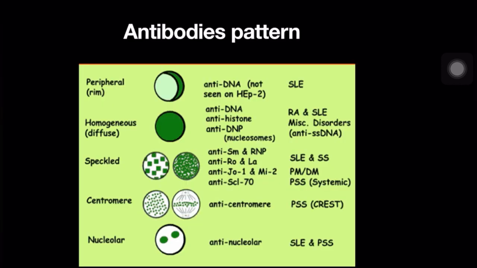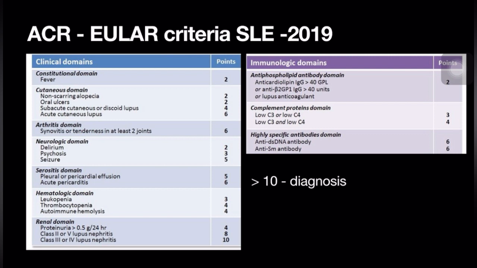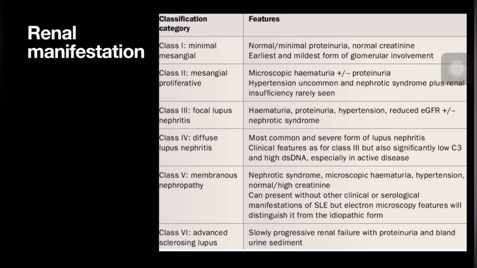Then you have to know the pattern of antibodies and ACR EULAR criteria. More than 10 is required for the diagnosis. ANA more than 1:80 is the entry criteria for ACR EULAR criteria.